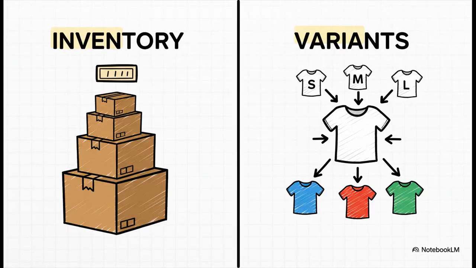And finally, we've got the logistics. Don't worry, it's easy. In the inventory section, you just tell Shopify how many you have in stock. And if your product has different options, like small, medium, large, or red, green, blue, this is where you add those variants. It's super simple and lets your customers pick exactly what they're looking for.